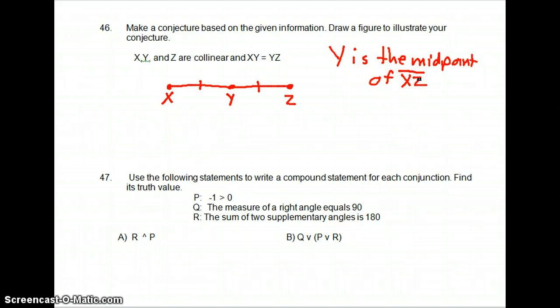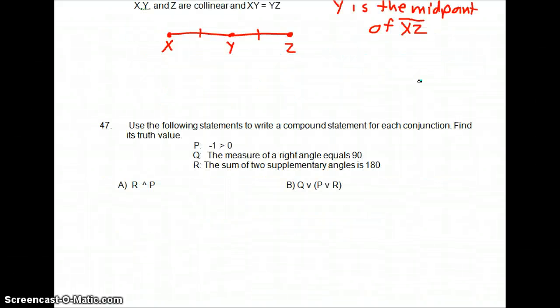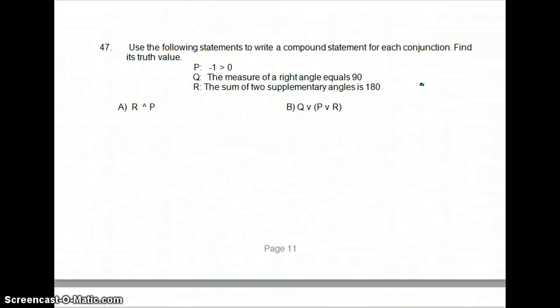Line segment. 47. Use the following statements to write a compound statement for each conjunction. Find its truth value. Okay, first we're going to start off. Before we start writing anything, let's see if these are true or false. Negative 1 is greater than 0. That is false. Measure of a right angle equals 90. True. The sum of two supplementary angles is 180. That is also true.